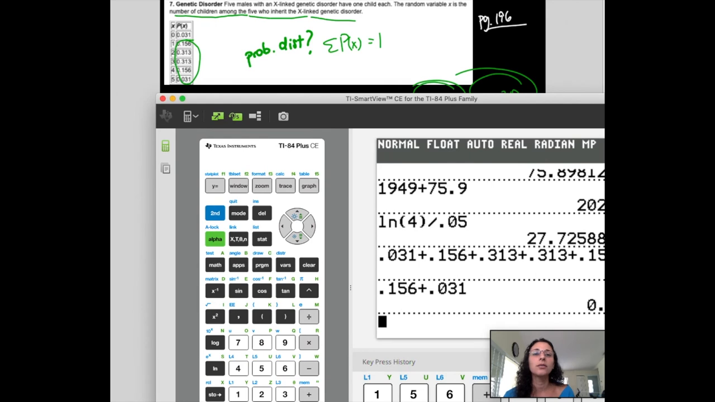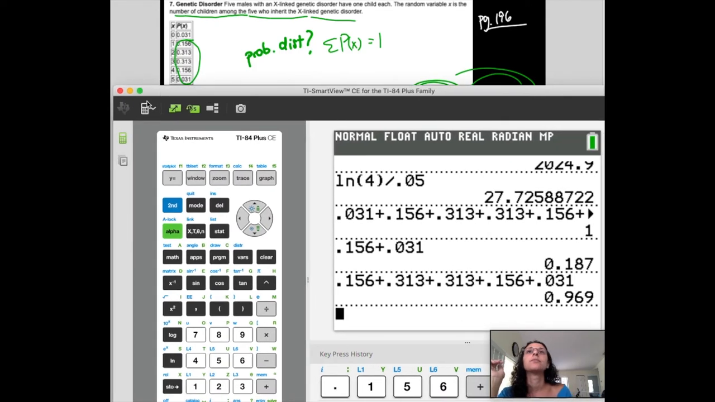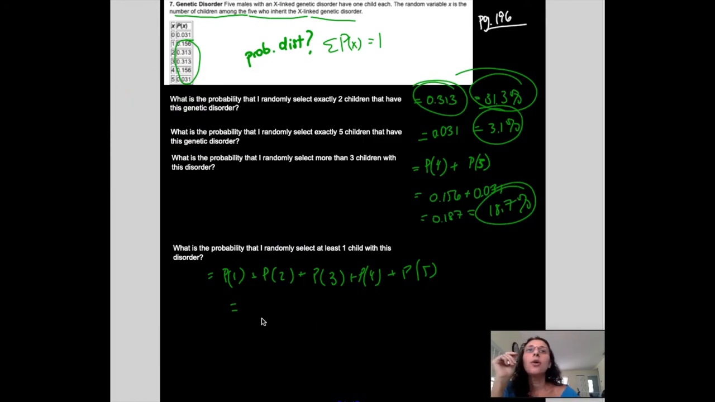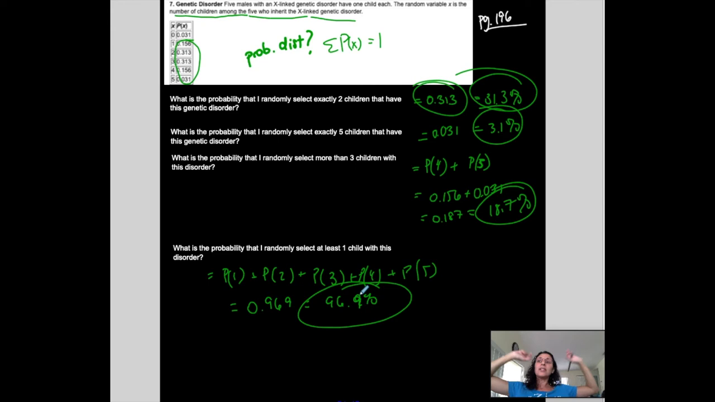So what do I get? 0.156 plus 0.313 plus 0.313 plus 0.156 plus 0.031 equals 0.969, or 96.9%. That is a high probability. I would say that that's extremely likely. Does that make sense? Well, at least one means one or more, so it is likely for that to happen.